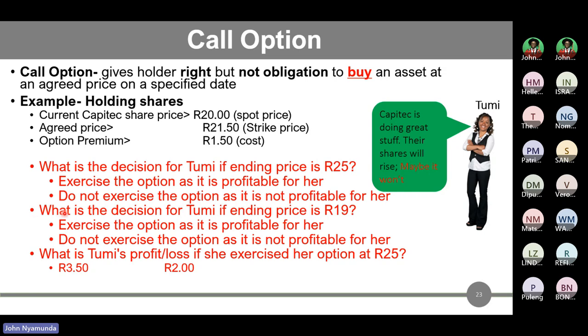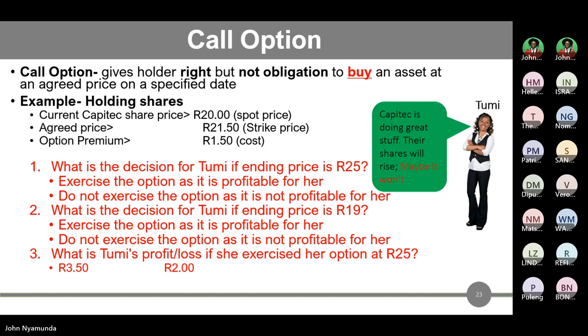Now, point number two. If the ending price is 19, will she exercise or not exercise? Let's renumber, because Tembisa was not happy with that numbering, which was unclear. So it will be a bullet point in this number two. If the ending price is 19 rand, will she exercise or not exercise? Those are the only two options. Exercise, not exercise. Two options only. Will she exercise the option?